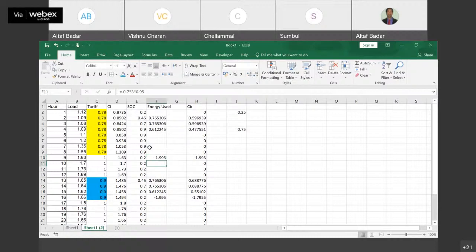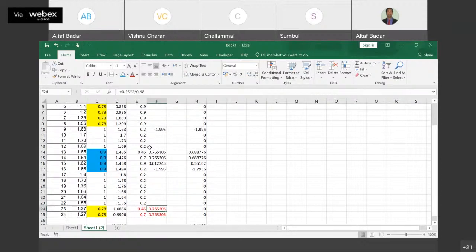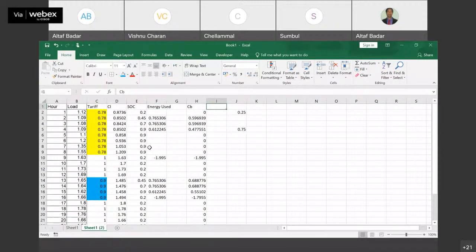And then again, the same cycle repeats here. Okay, charging, discharging. And this I have just put it as red. I'm not doing the calculation. So for CB, then what I do is I multiply the energy used multiplied by the tariff. This is how I get it. So this is the costing.